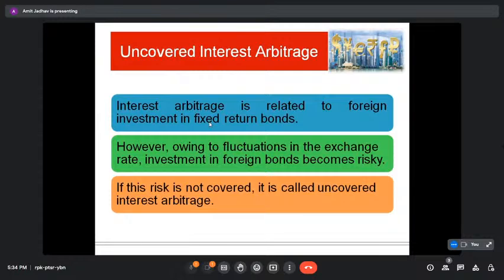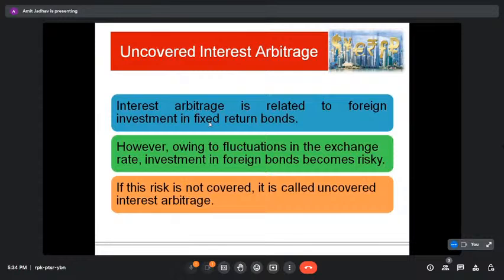So interest arbitrage is related to foreign investment in a fixed returns bond. If you want interest arbitrage, you can invest the amount in a foreign fixed returns bond. However, owing to the fluctuation in the exchange rate, investment in foreign bonds becomes risky.